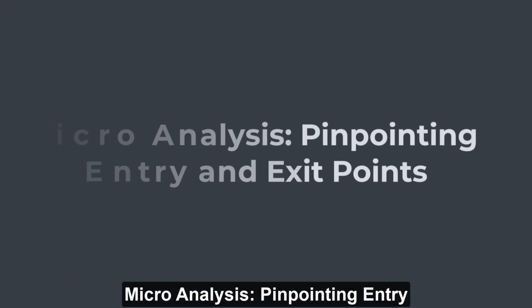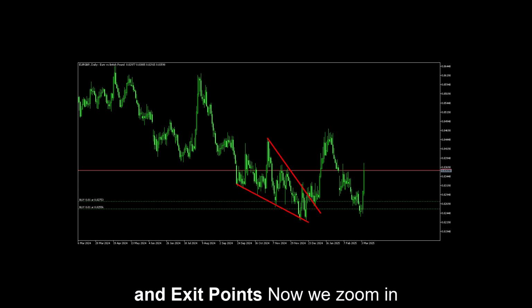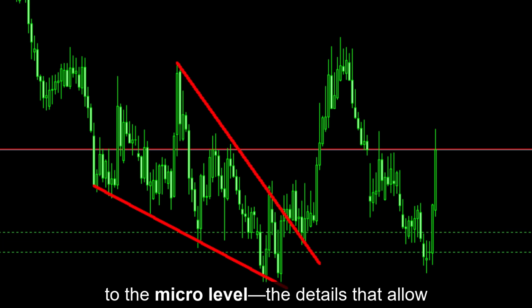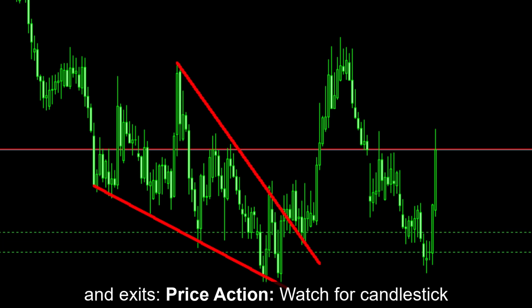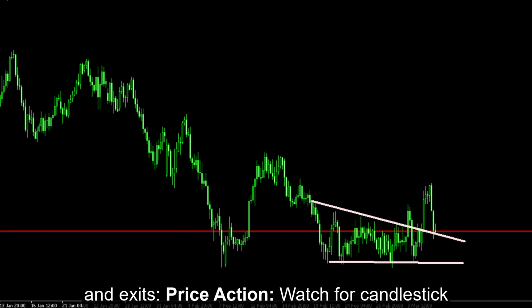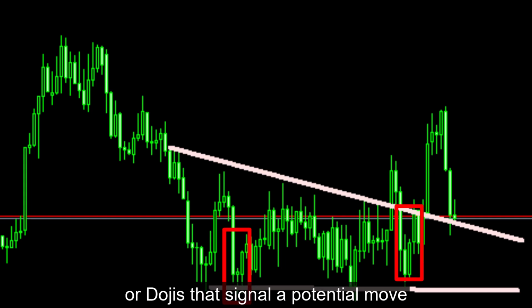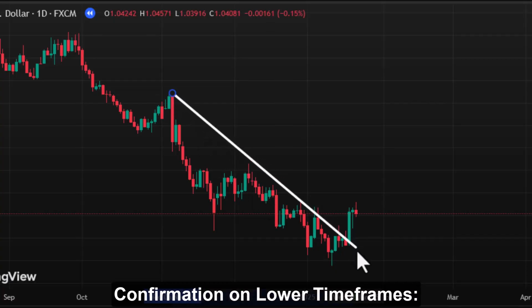4. Micro analysis, pinpointing entry and exit points. Now, we zoom in to the micro level. The details that allow you to pinpoint your trade entries and exits. Price action. Watch for candlestick patterns like engulfing candles, hammers, or dojis that signal a potential move. Confirmation on lower time frames.